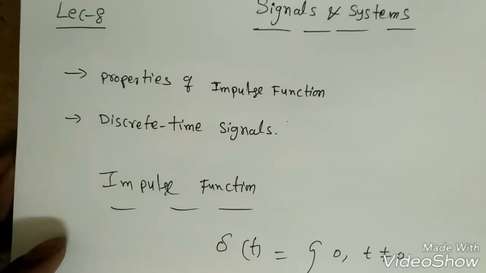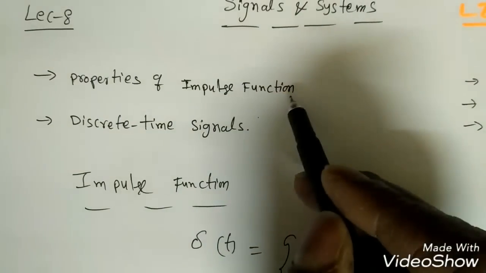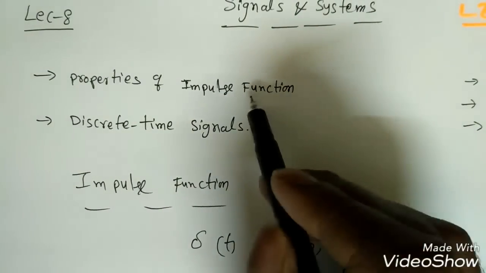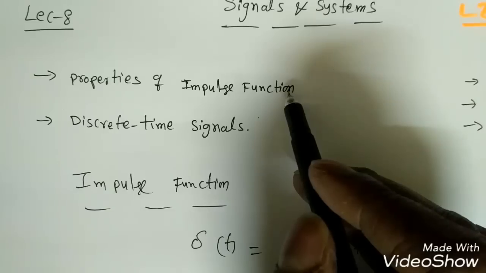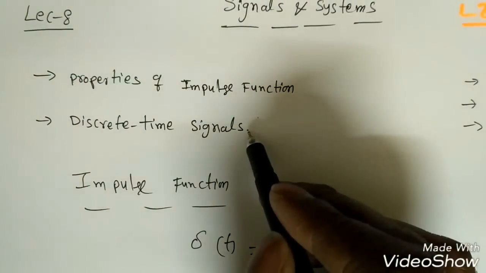Now in this lecture we're going to see the properties of the impulse function. If you see the previous question papers, you will see 4 or 5 questions coming from the properties of the impulse function. Next we will see the discrete time signals.